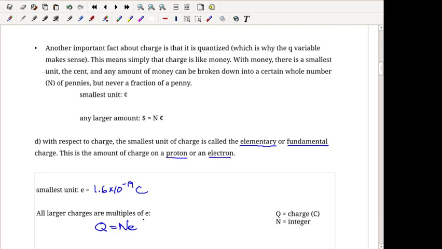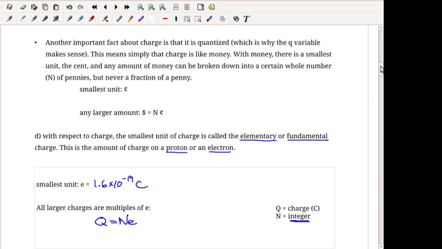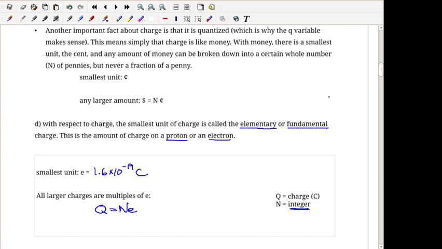So all larger charges are multiples of e, just like any amount of money is a multiple of cents. So Q is your charge, and it's measured in coulombs, and n is any integer. This is important. It has to be an integer, a whole number. You can't have fractions of electrons or fractions of protons. You don't have to have this number memorized. It is on your formula sheet, although you will probably use it so much that you will eventually have it memorized.